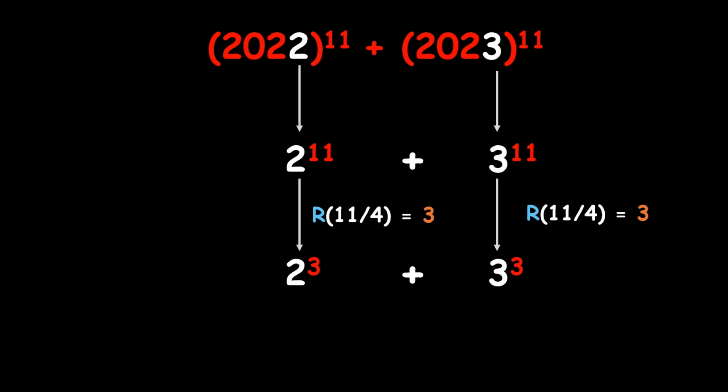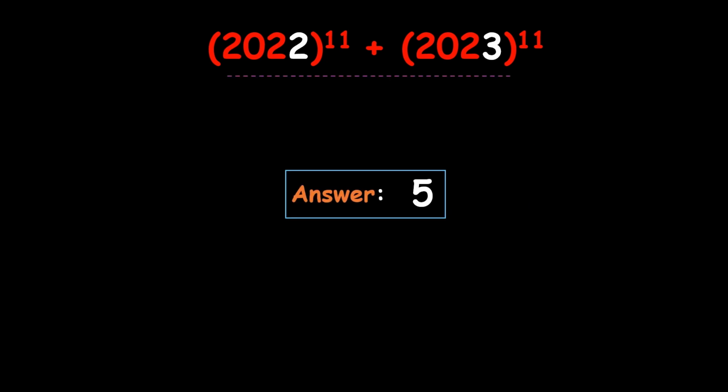So here we need to add these two numbers. 2 cube is equivalent to 8 and 3 cube is equivalent to 27, whose units place digit is 7. Because here we are focusing only on the concept of units place digit. So adding these two numbers, that is 8 plus 7, gives the number 15, whose units place digit is 5. So the units place digit of 15 is 5. So the answer to our question, 2022 raised to 11 plus 2023 raised to 11, units place digit is 5.